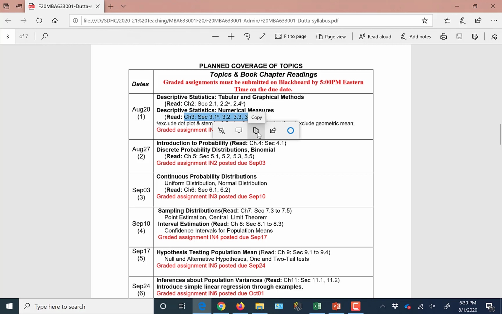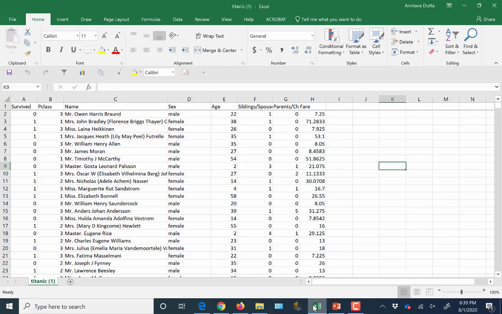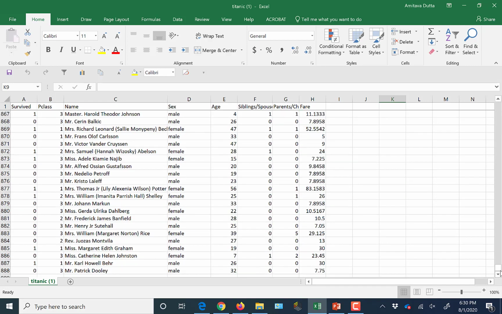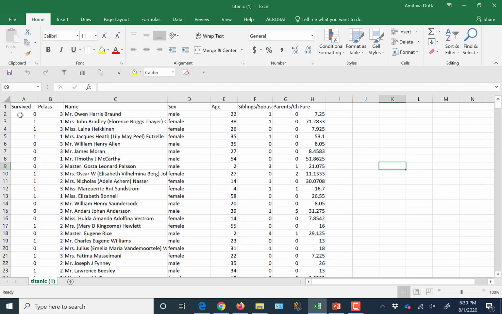Okay, so before we get into the details in class, of course, let me quickly give you an example of the kinds of things that we will be doing. Here is a very famous data set. This is a data set of about 900 passengers of the Titanic. And for each passenger, we know whether they survived or not. 0 means they did not survive and 1 means they survived.